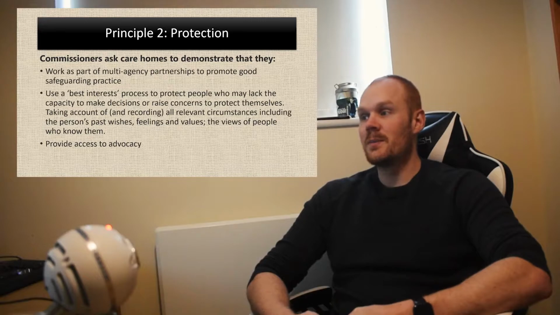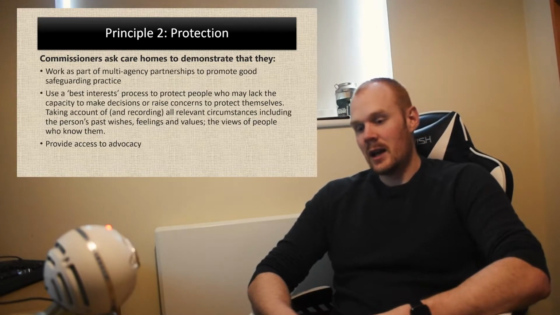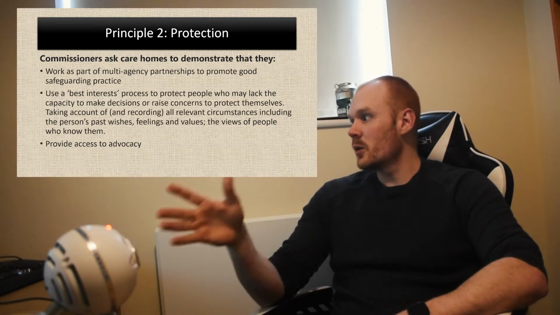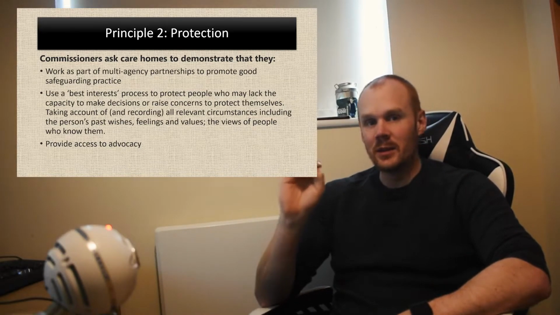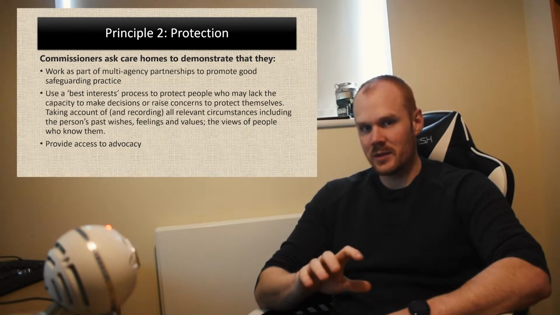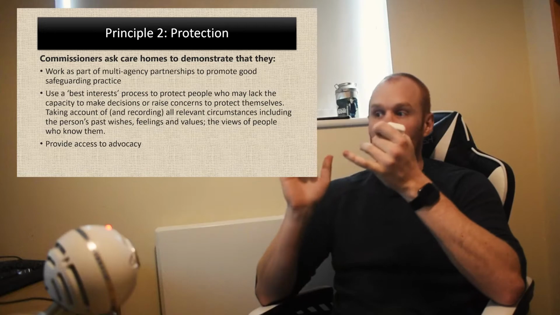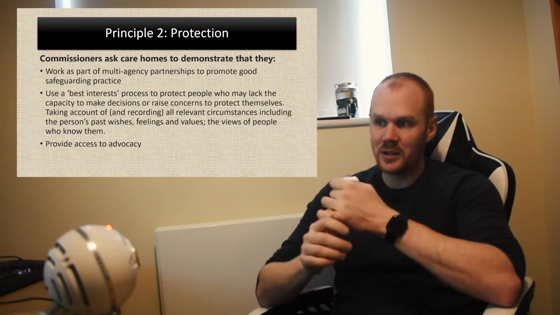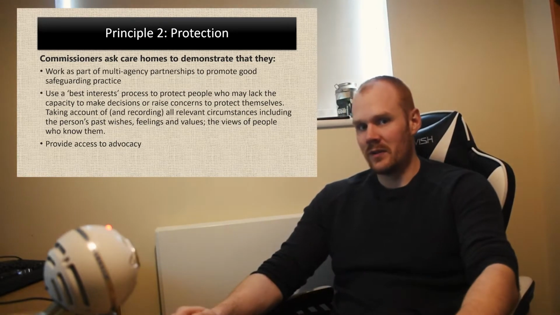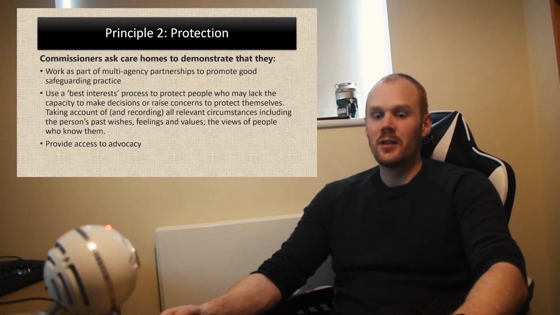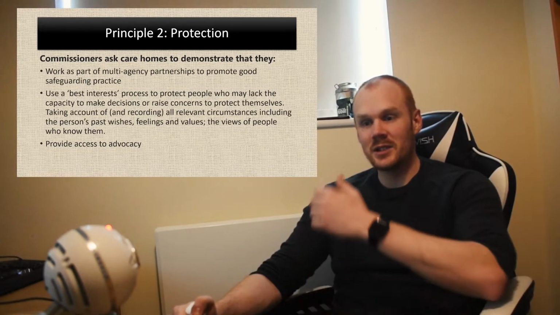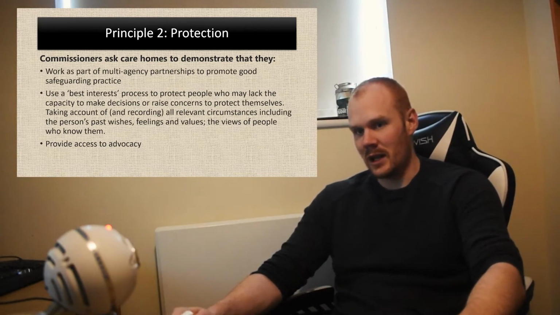Secondly, they say that you should use a best interests process to protect people who may lack the capacity to make decisions for themselves. So you make sure that people are checking whether decisions are made in the best interest of people who maybe can't make their own decisions. You take account of and record all the person's past wishes, feelings, values, and the views of people that have known that person. So even when the person can't decide for themselves, you do your best to make the decisions that they would have made if they were able to. And there have to be processes within the organisation to make sure that this is taking place.